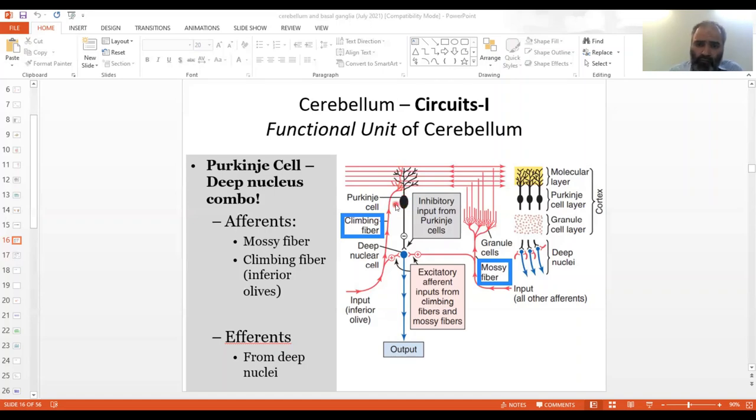Now, each climbing fiber can service up to 5 to 10 Purkinje cells through these extensive branches, and several deep nuclei. So one climbing fiber, several deep nuclei, and it gives branches to 5 to 10 Purkinje cells. This is to give you a holistic picture of the potential of a climbing fiber. Again, there will be many climbing fibers which will deal with many deep nuclei and many Purkinje cells, but if you want to talk about one, then I've given you those statistics.